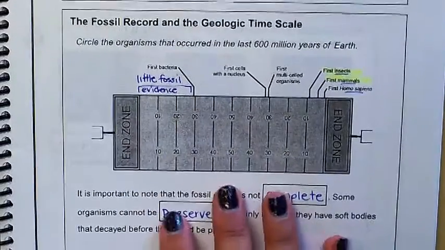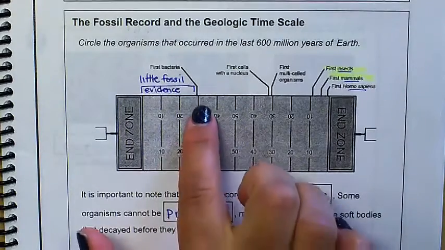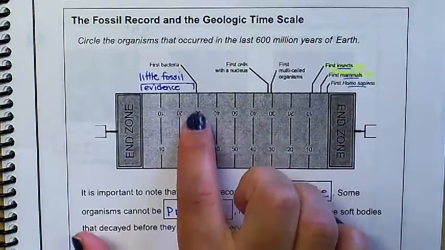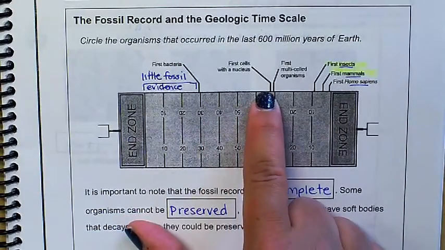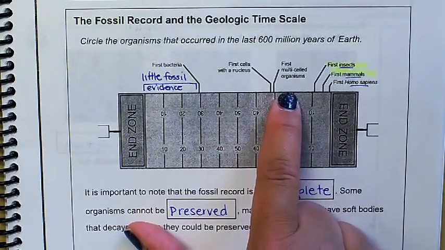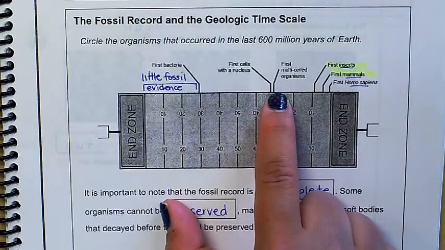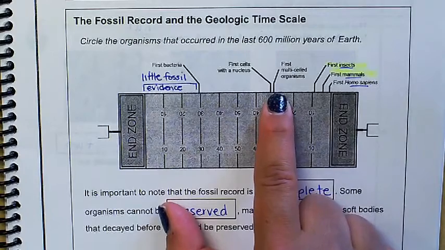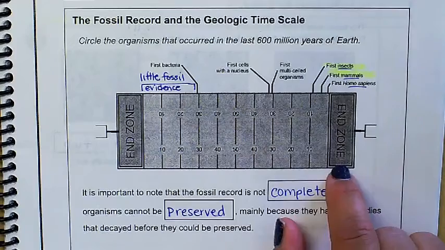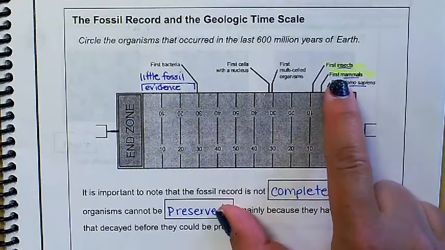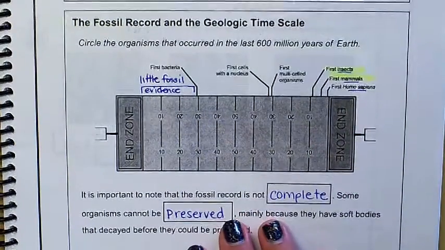Here's our geologic time. We looked at this on a football field last time too, where the first bacteria was back here around the 30-yard line. First cells with an actual nucleus, so here's the start of our eukaryotes. First multi-celled organisms like plants and fungi and other organisms developed into multi-cell. And then as we get closer to the end zone, which is our current time, we see our first insects, and then our first mammals, and then our first humans right along this line here.